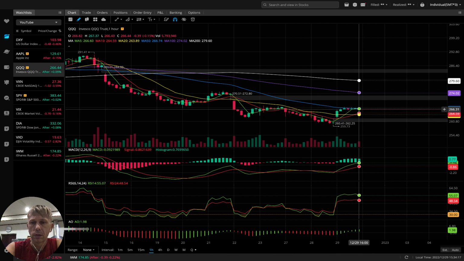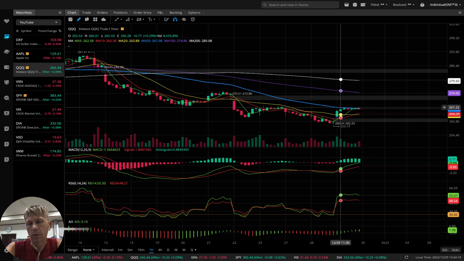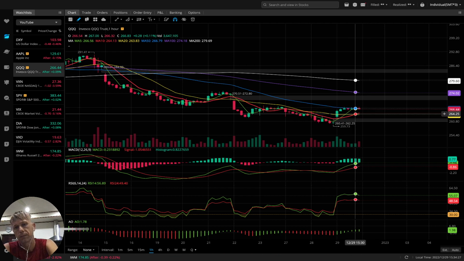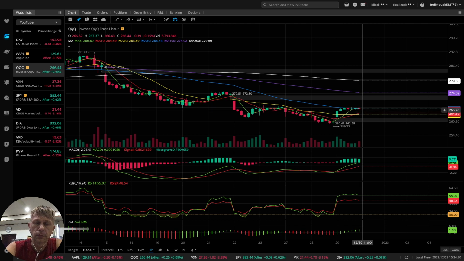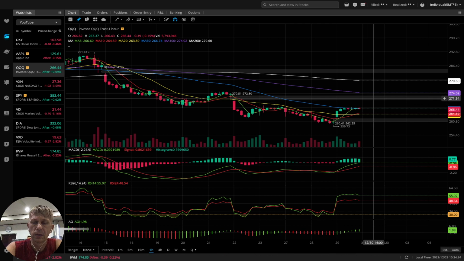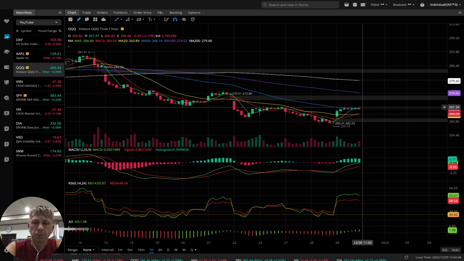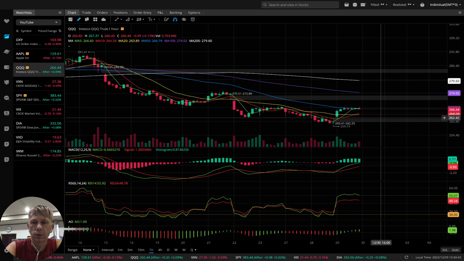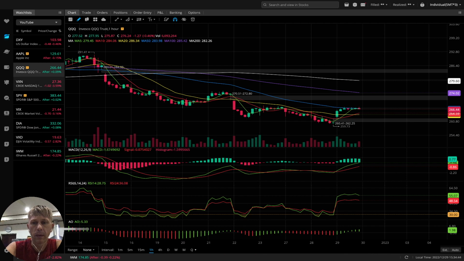MA50 strong resistance. It can reject it, but we'll see. So far it stopped. I think it wants to close this gap about 270. We'll see. Bullish trend on 1 hour. Bullish trend on 1 hour and 4 hours.